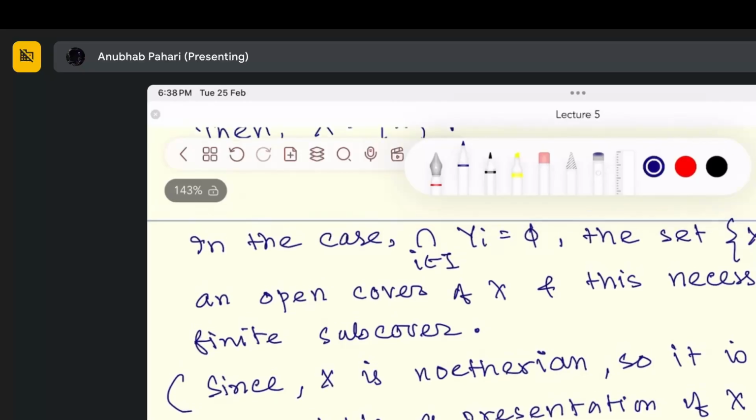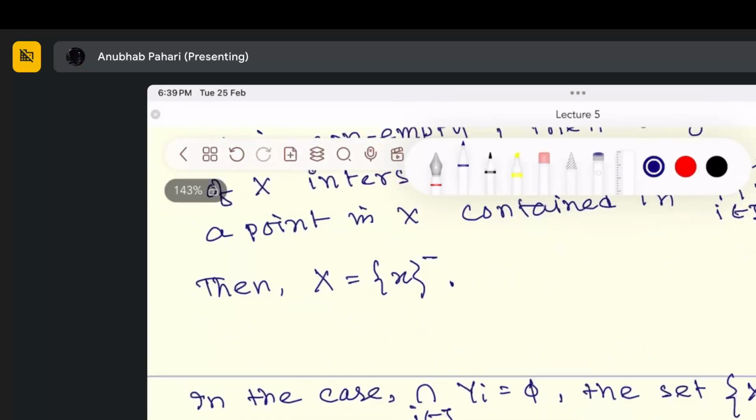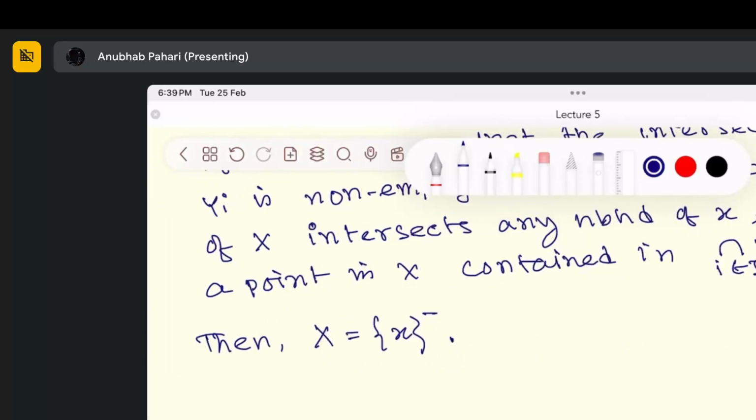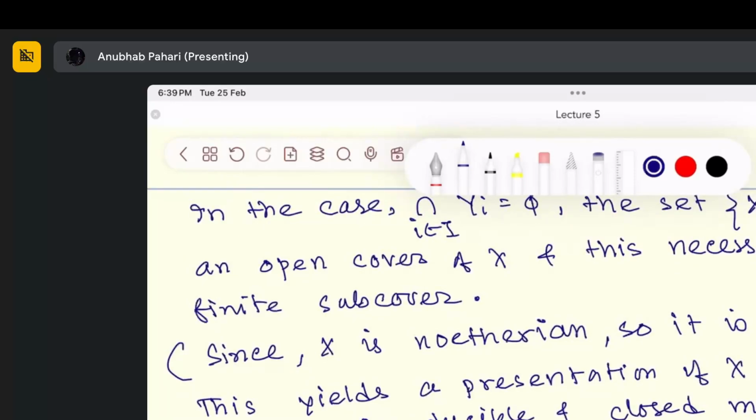So from here you can actually see that X equals Y1 to Yk. So yeah, we are done.